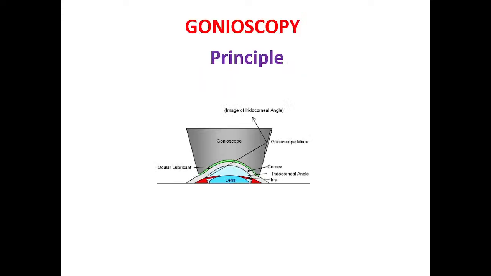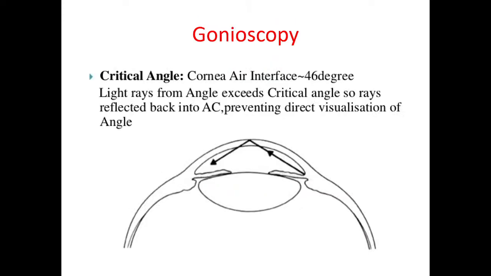Okay. So what is the principle of gonioscope? Normally by throwing torchlight you cannot see the angle, because the rays from the torch undergo total internal reflection. So we have to put the gonioscope over the cornea, replacing the air-cornea interface with the lens-cornea interface. So these rays come out and we can see the image of the angle. We place it over the cornea and see the angle of the anterior chamber over the slit lamp.